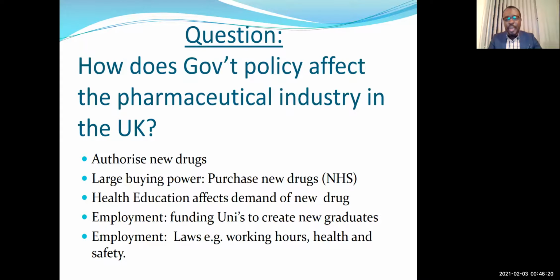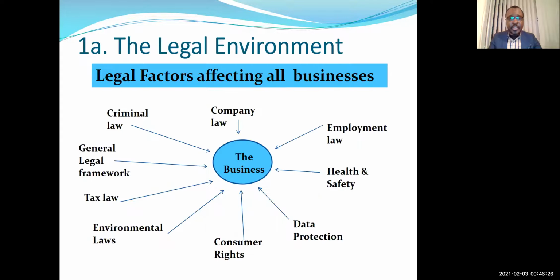And there are also employment laws, working hours, mental health, and safety regulations that impact on the pharmaceutical industry. So the bigger picture is always important to look at. Miss out on the bigger picture, and for sure, your internal activities will struggle. Look at the legal factors. Still, we are on the P, all right? Look at the legal factors affecting the business.